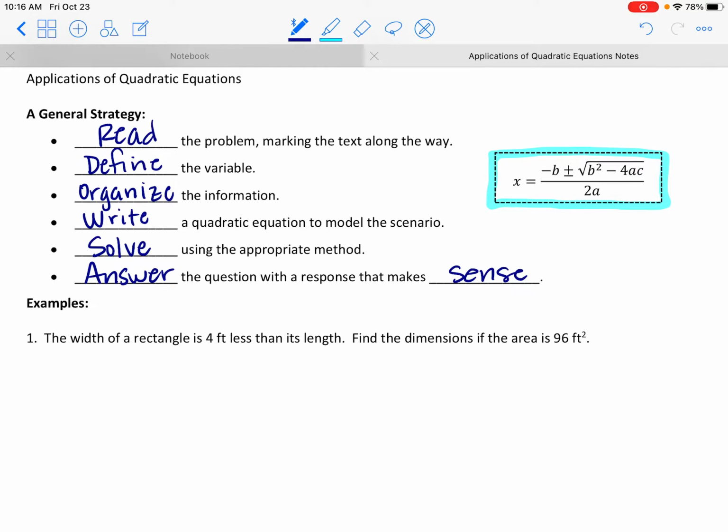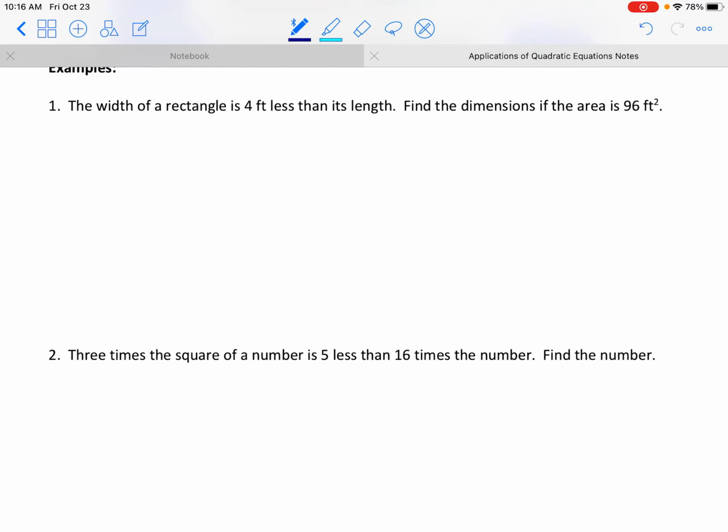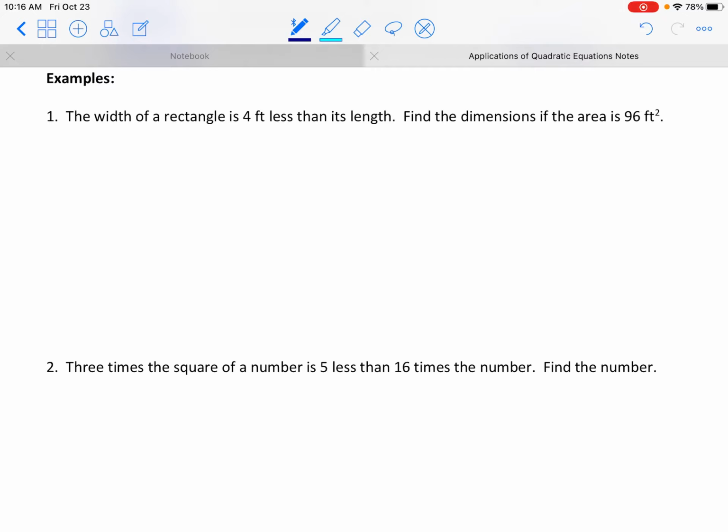Okay. All right, first example, not too bad, and you might actually be able to figure this out without writing a quadratic equation, but the practice is good. So it says the width of a rectangle is 4 feet less than the length, and we're trying to find the dimensions of the rectangle if the area is 96 feet squared. So when it says to find the dimensions, that means we're looking for the length and the width. That means we have two unknowns, but we don't want to use two variables. I don't want two variables in one equation to solve, okay?